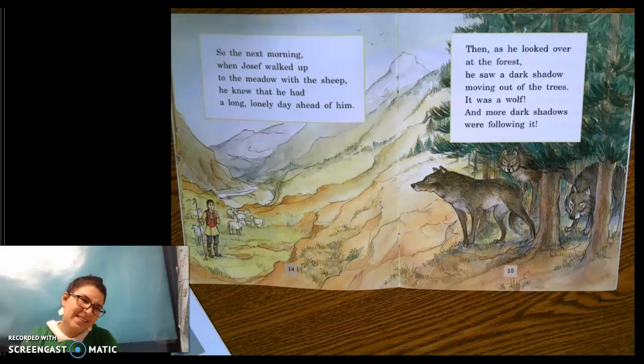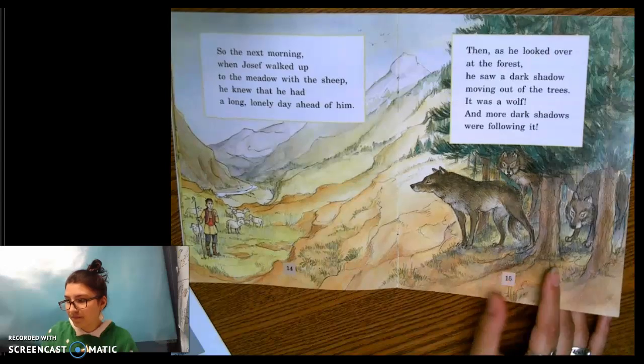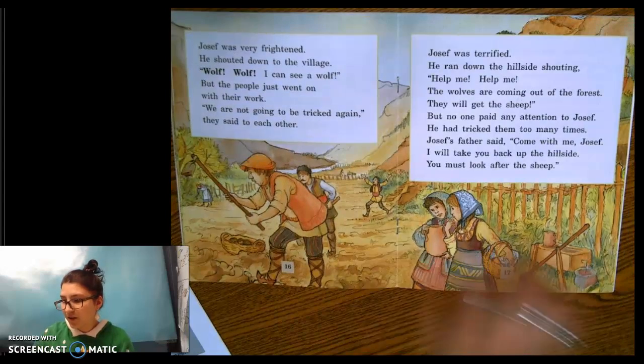So when it says taken, they took the sheep. So here he is running down.